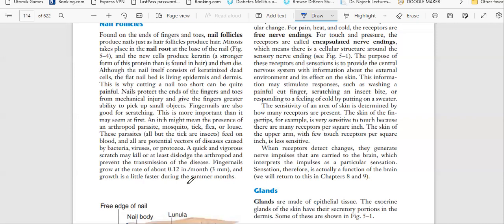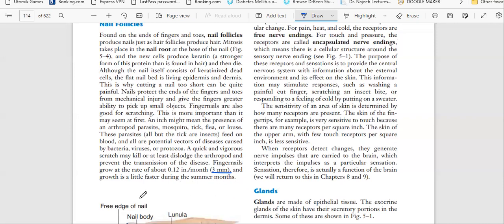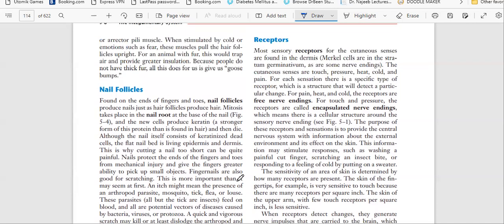Basically, the normal growth rate of the nail is 3 millimeters per month, and growth is a little faster during the summer months. Why this happens, I don't know. I have to think about that. In summer the growth rate of nail follicles is very high.